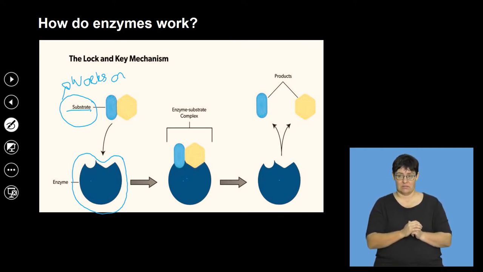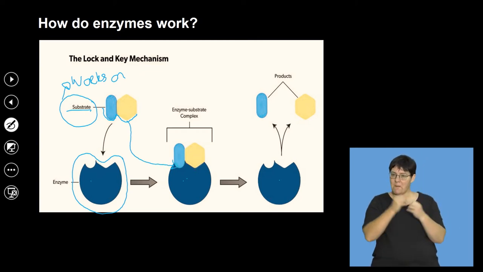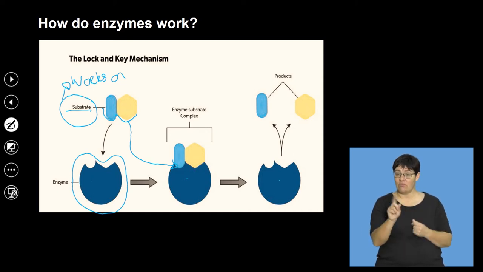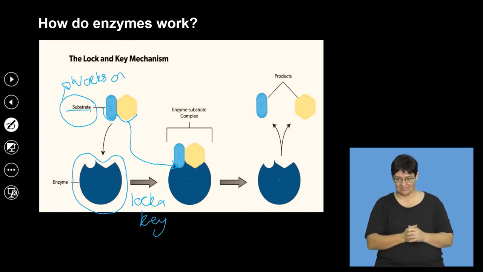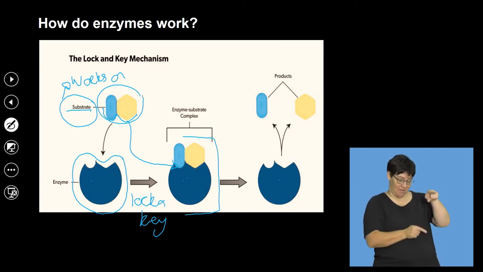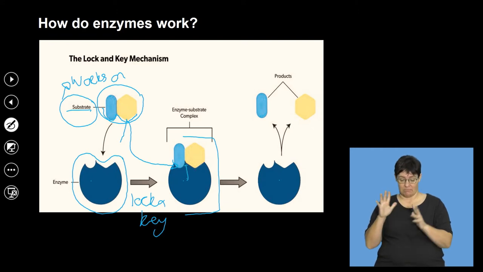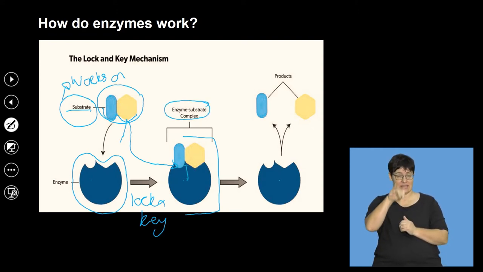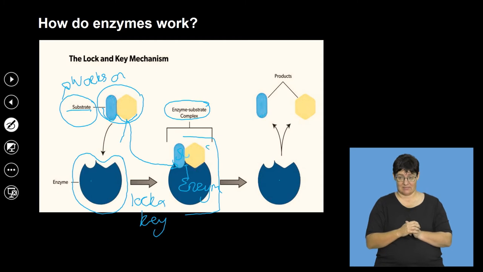Now have a look here. Look at this shape. The shape of the substrate is going to fit directly into the shape of my enzyme. What do I have? Lock and key. There we go. They fit together like a lock and a key. So here I've got something that I'm going to work on, I need to change. That's my substrate. The enzyme joins to it, and it's called the enzyme-substrate complex. Quite easy, because this is my enzyme, this is my substrate. Enzyme-substrate complex.